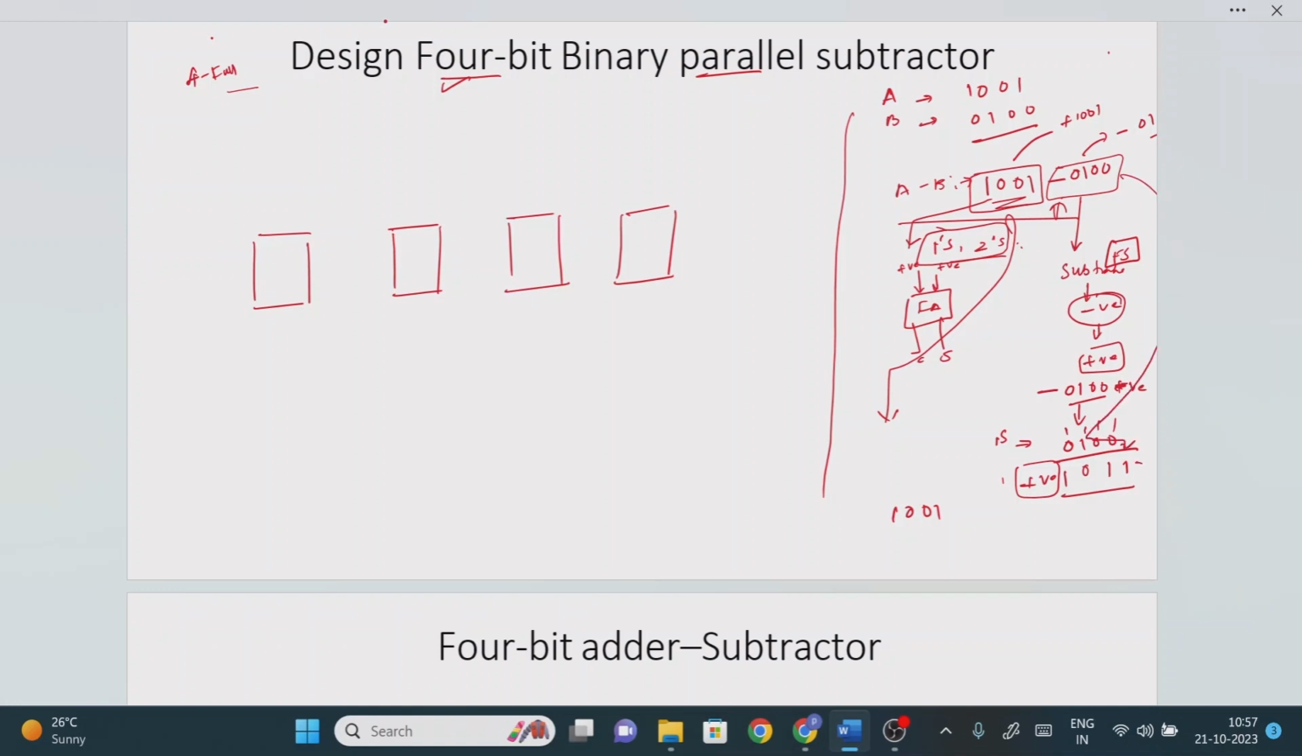So what is that representation? 1011. This is a positive value. Now this also becomes a positive value. This is also a positive value. Now which operation do we need to perform? Addition operation. If both are positive numbers, we will be performing the addition, right?